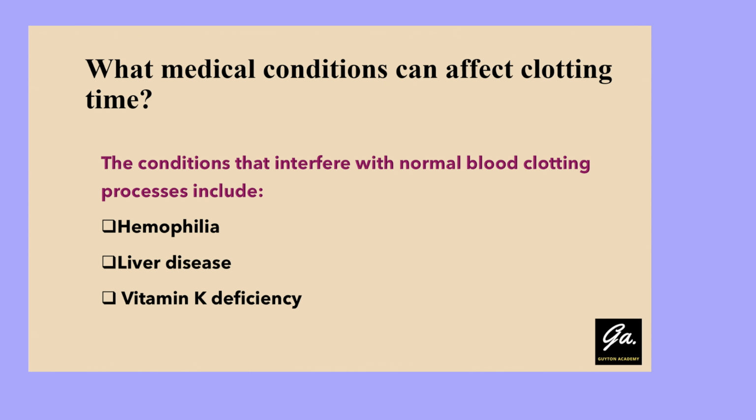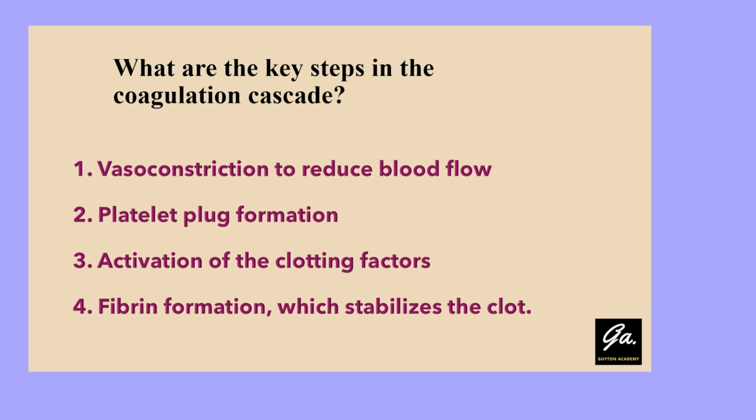What medical conditions can affect clotting time? The conditions that interfere with normal blood clotting process include hemophilia, liver disease, and vitamin K deficiency. What are the key steps in the coagulation cascade? Means normal coagulation cascade. Vasoconstriction, platelet plug formation, activation of clotting factors, and finally we will have a fibrin formation which stabilizes the clot.